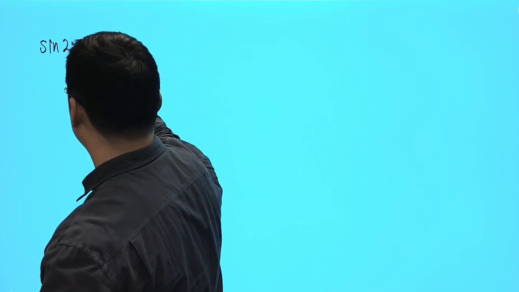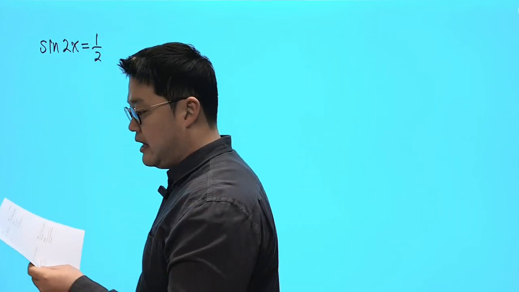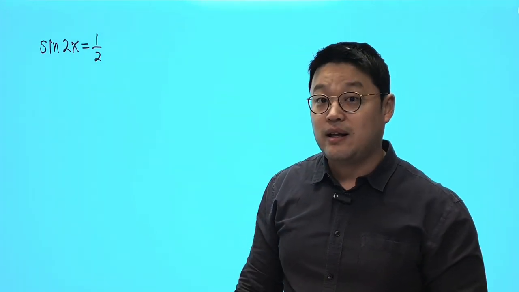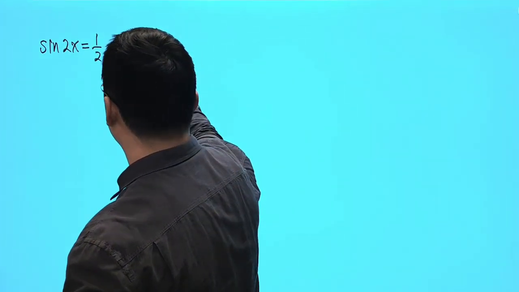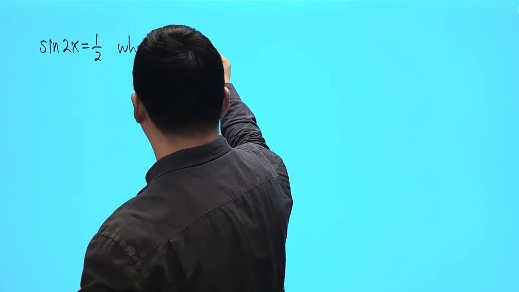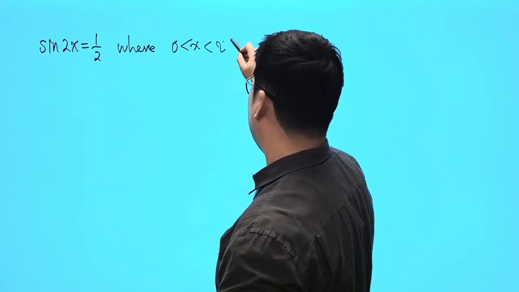Hey everyone, let's go to problem 61, right? So we have sine 2x, which is going to be 1/2, and the given x value is actually restricted in between 0 and 2 pi. So x is staying in between 0 and 2 pi.